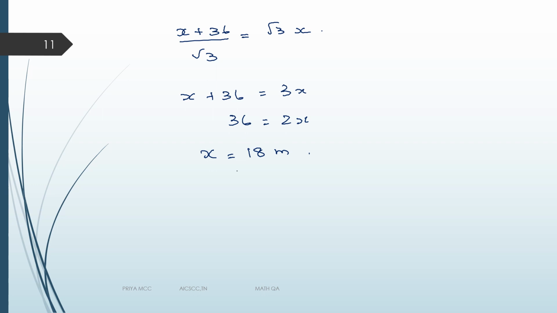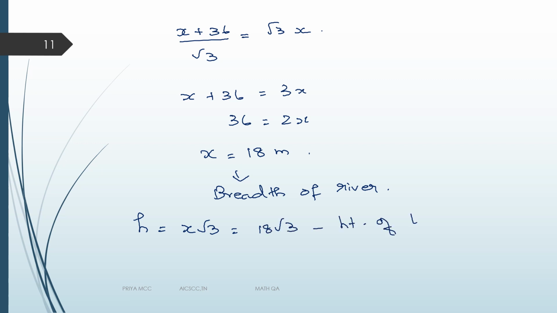Therefore, what is the breadth of the river? Breadth of river. We don't want the height of the tree. If the height of the tree is asked, then we will find h. h will be equal to x into root 3, that is 18 root 3. This is the height of the tree. Even though this is not asked, I am just telling you how to find both. So the breadth of the river is equal to 18.